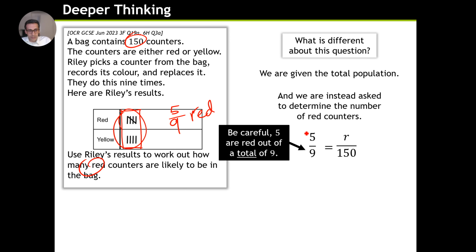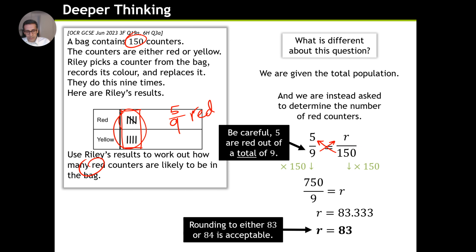What we're going to do here is just cross multiply 9 times R, 5 times 150, and then you're going to get 83.333. And because we only use whole number of counters, you could either round it up or down in this case. There's no strict rule on this. You might round it to 83, possibly 84. And that is your example of a question in reverse, where you have been given the population and then you're just using the same idea of cross multiplying.